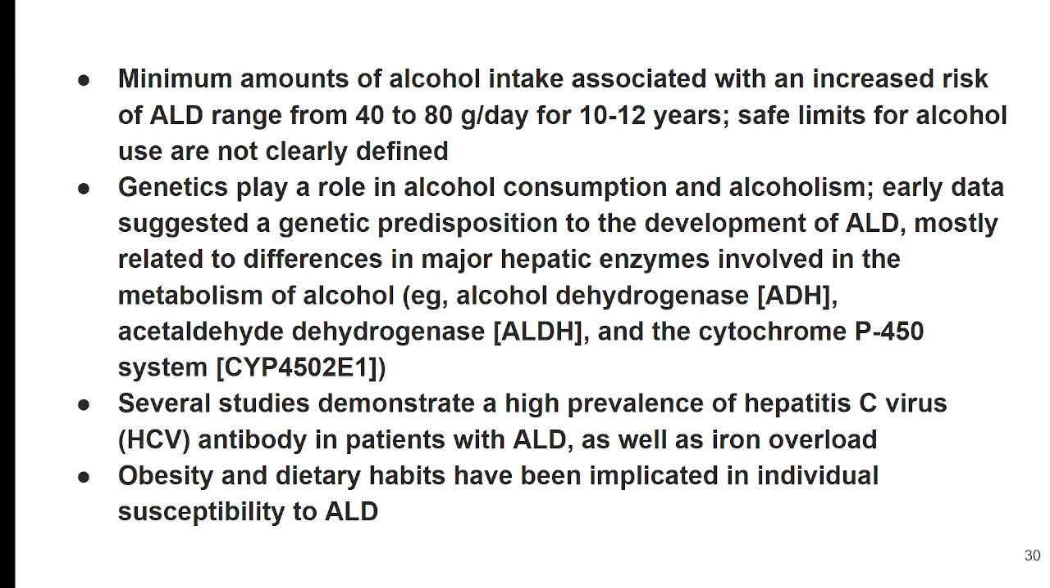Then the other is that genetics play a role in alcohol consumption and alcoholism. This is one of the versions of the WHO: there are certain genetic predispositions for alcoholism as well as alcoholic liver disorder, and they are related to the hepatic enzymes. Now they say that it can even be identified with the cytochrome P450 system. That can be one of the mechanisms by which alcoholic predisposition can be identified.